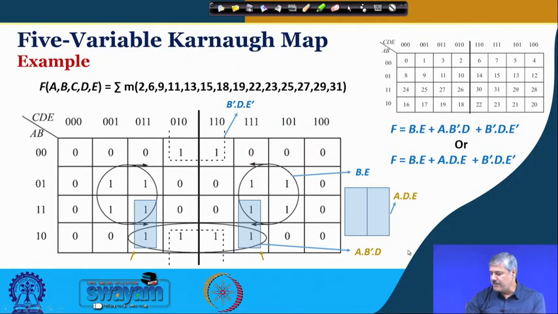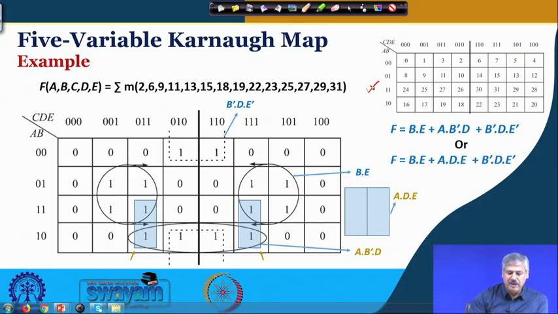We take up one example to help us understand how this 5 variable Karnaugh map can be used for simplification of a Boolean expression. In this example we are taking minterms 2, 6, 9, 11, 13, 15, 18, 19, 22, 23, 25, 27, 29 and 31. Okay. So, what is the first job? Since we already know from the previous discussion how these minterms are placed, wherever those minterms are, we place the ones.